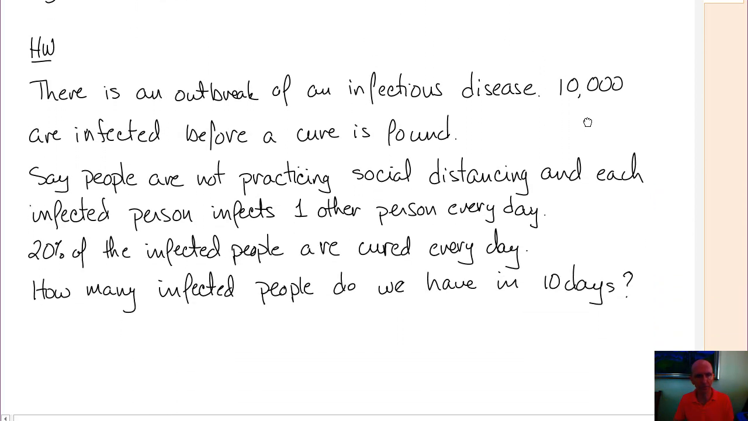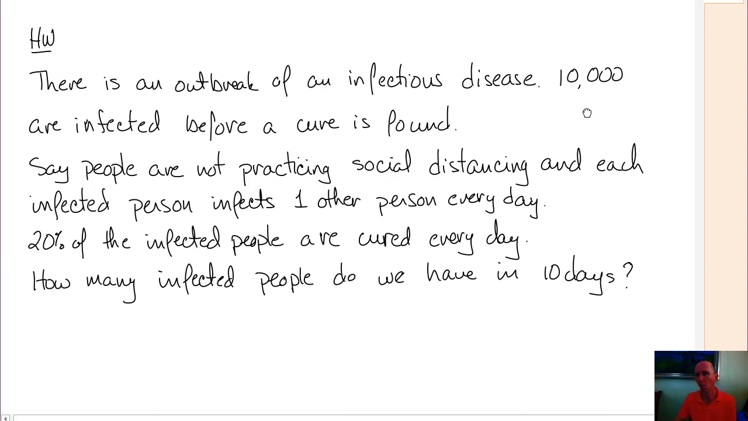Now, I want you to do this for homework. So we're going to have a totally fictitious scenario where we have an infectious disease. You're going to write a model of this infectious disease. Let's say there's an outbreak of an infectious disease. Now let's say that 10,000 people are infected before a cure is found.